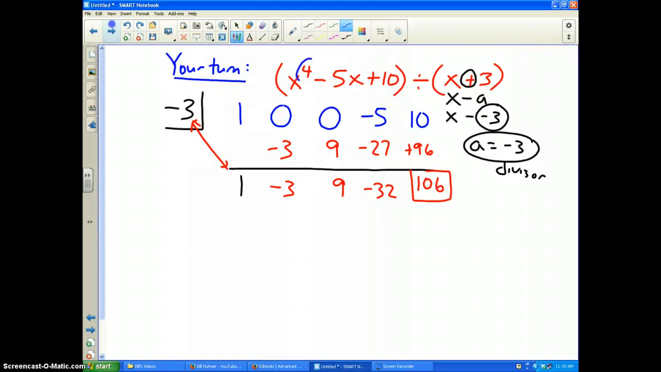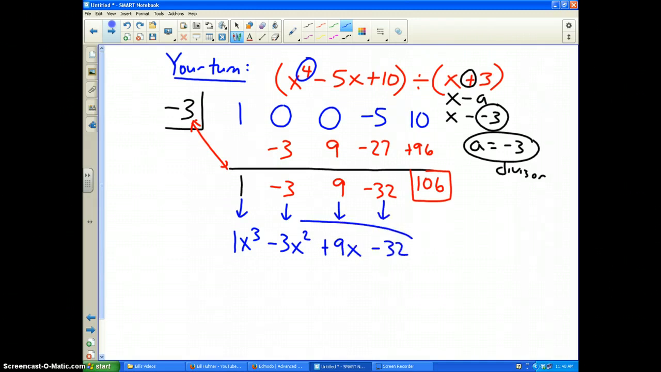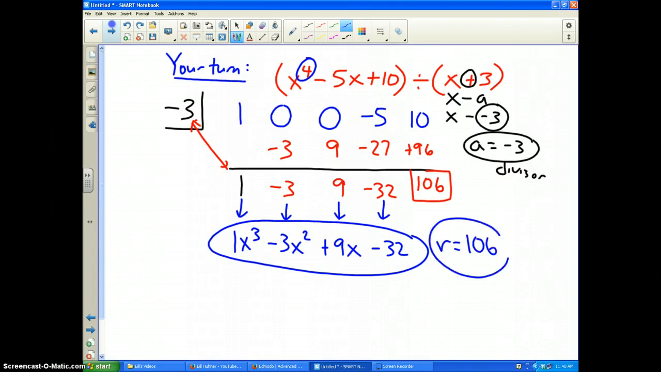Therefore, I started with x to the fourth. That means that's the coefficient for x to the third. This is the coefficient for x squared. This is the coefficient for the x term. And then my constant term is minus 32 with a remainder equal to 106. And that's how you do synthetic division. If you have further questions, please talk about it.